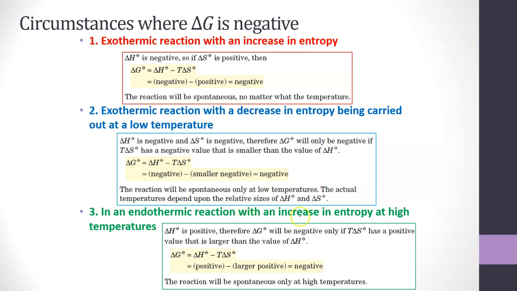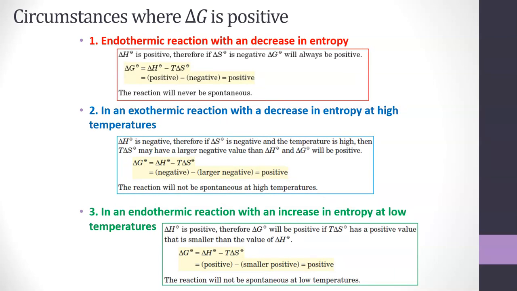Endothermic reaction with an increase in entropy at high temperatures, you're going to have a positive value minus a larger positive value. That solution will always be negative. Where it's positive, you're going to have an endothermic reaction with a decrease in entropy because you'll have a positive minus a negative, so this is always going to be positive.